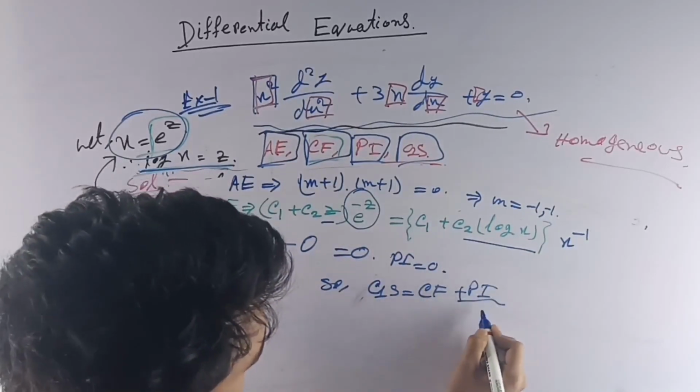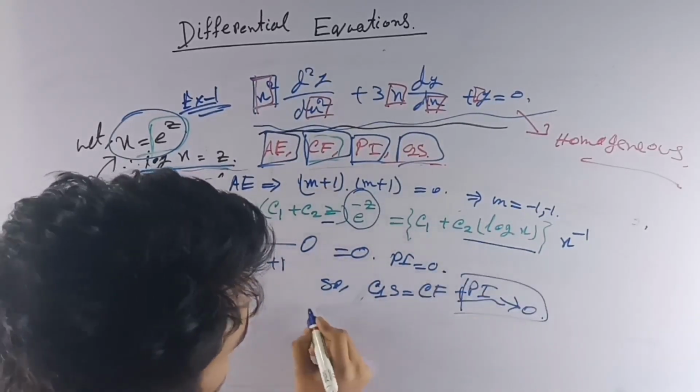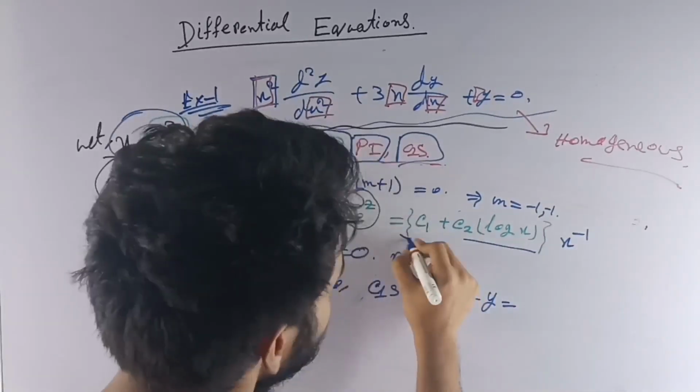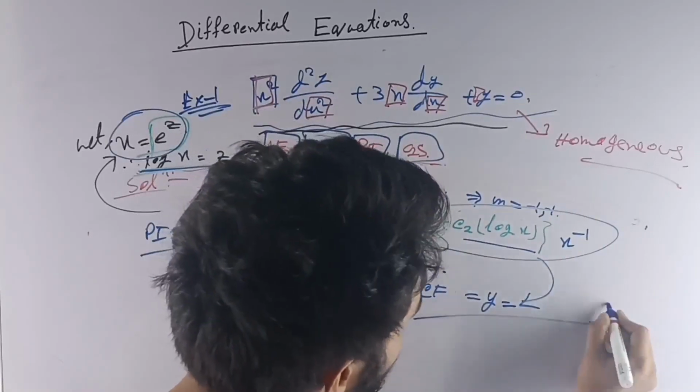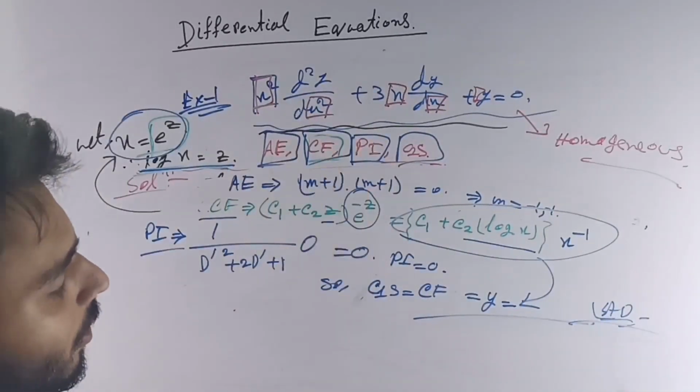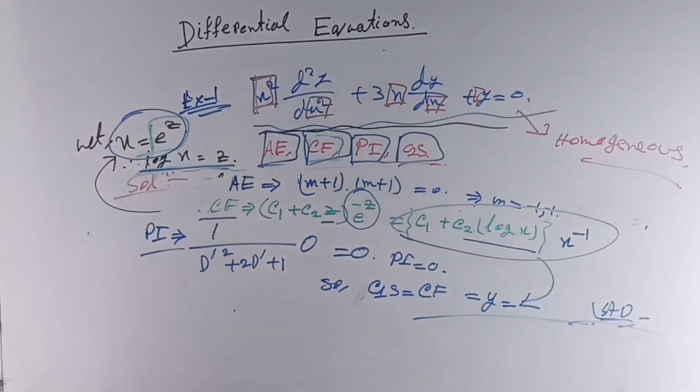Also the full form of GS, PI and CF and AE. Okay, so now GS equals CF plus PI, and here PI equals 0, therefore GS equals CF, that equals y equals c1 plus c2 log x times x inverse.